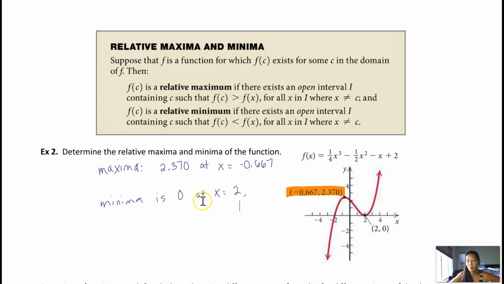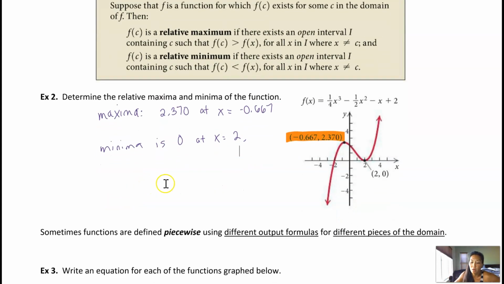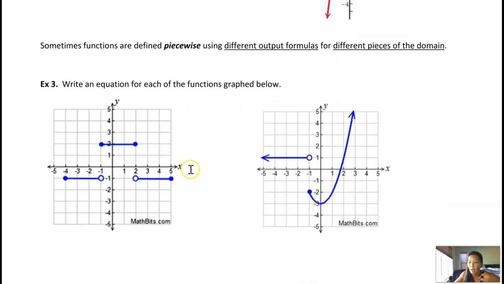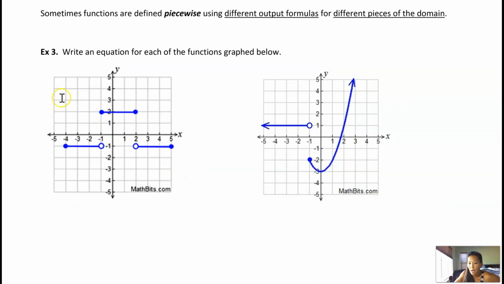Just remember that it's called relative maximum or minimum because it is in that area. Notice that this function has arrows on either end. That means it's going to continue to go up, which means it has no absolute maximum. And it's going to continue to go down, which means there's no absolute minimum. But there are maximums and minimums within those areas. Now we're going to look at piecewise functions using different output formulas for different pieces of the domain.